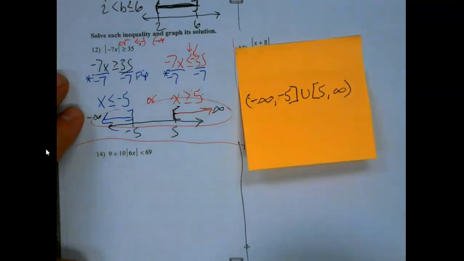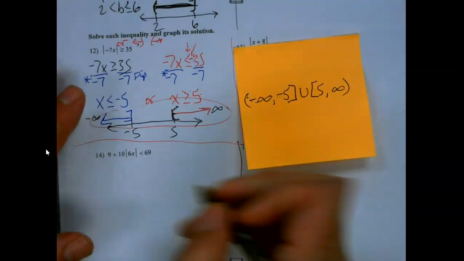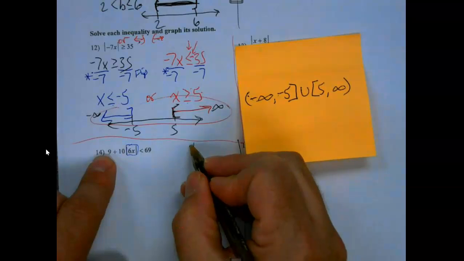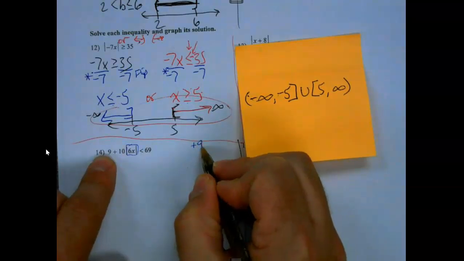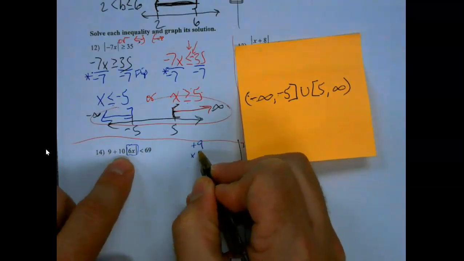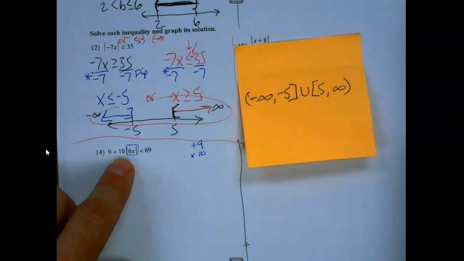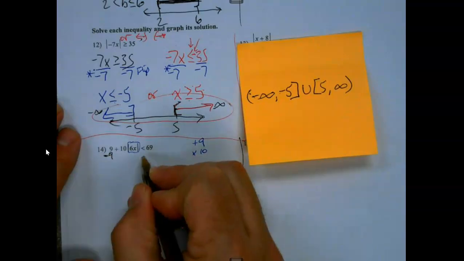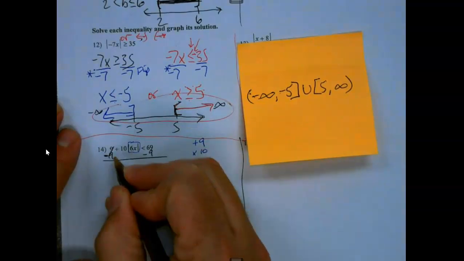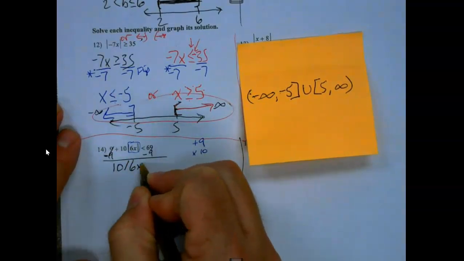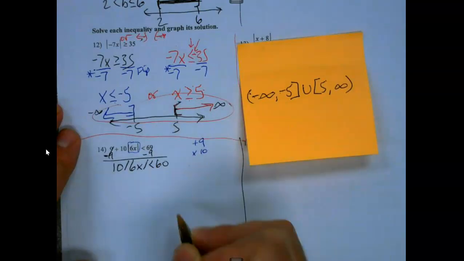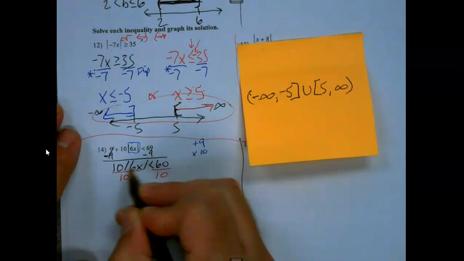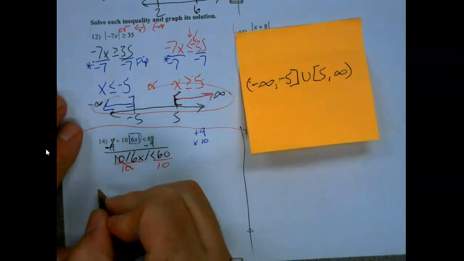So last one here for us. Oh, we got lots to do here. Okay, so here, I got two things I got to undo. I got to undo +9, and I got to undo multiply by 10. Because I got to have that absolute value alone. So first we'll get the 9 out of there. Any adding or subtracting will always come first. Then we'll divide just to get the 10 out of there.